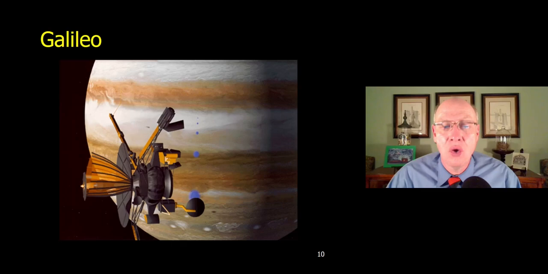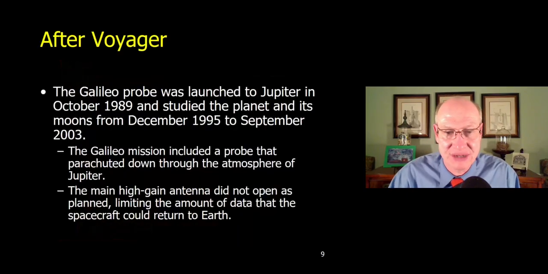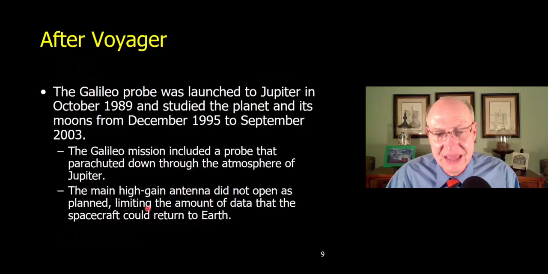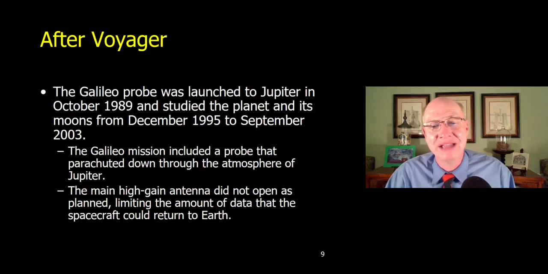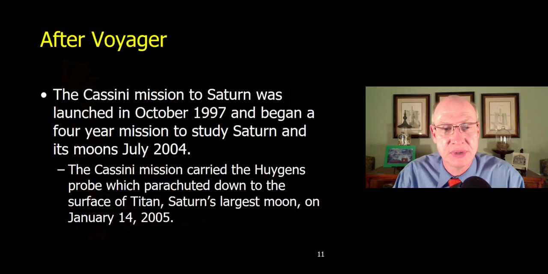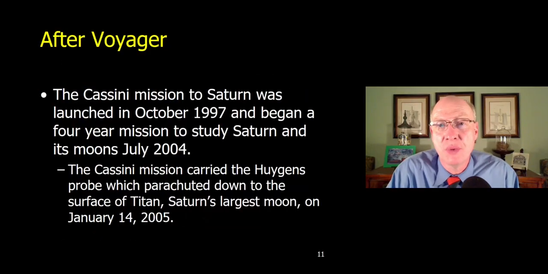Now, this wasn't the only antenna on board. There was a small low-gain antenna, which means it can't send very much data, but it was that small low-gain antenna that was used to send the data back to Earth. So the main high-gain antenna didn't deploy as planned, and so that limited the amount of data that could be returned to Earth. The same was true for Saturn, as we will see when we talk about Saturn.